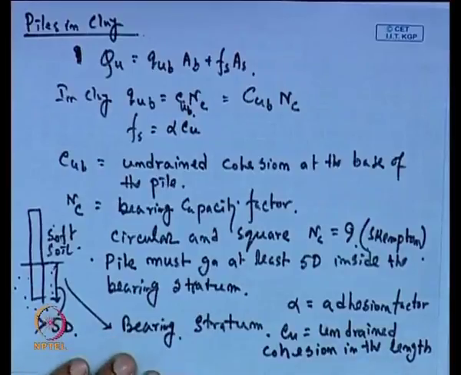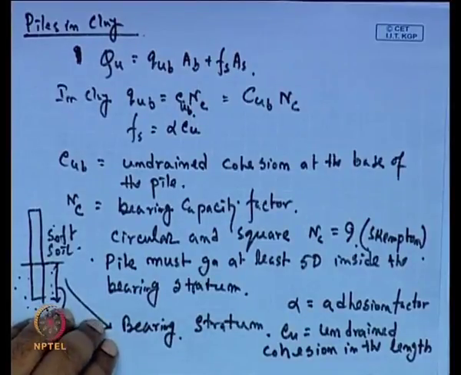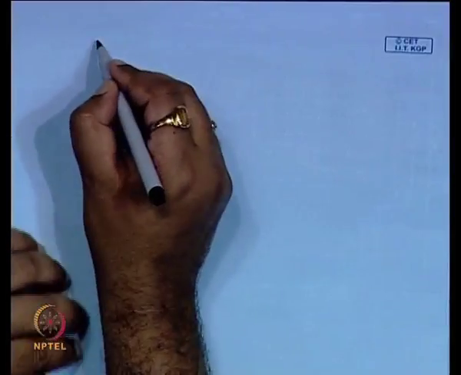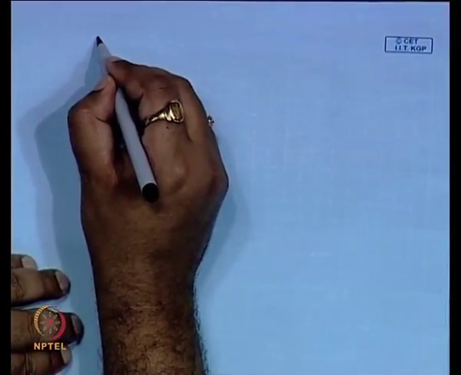So, this is the undrained cohesion into the embedded length of the pile. In this way we can calculate the phi value. Now, for the pile in clay soil, we will get this expression.